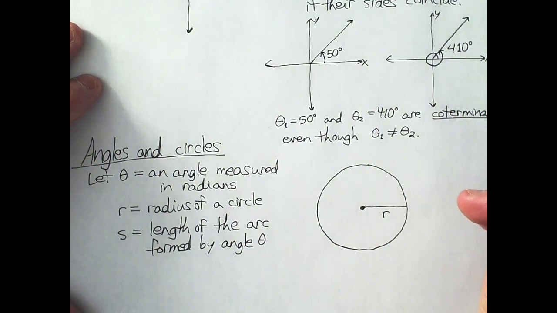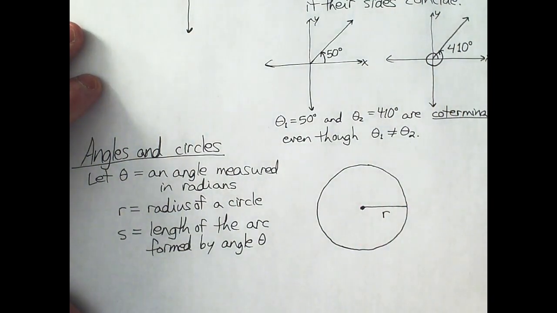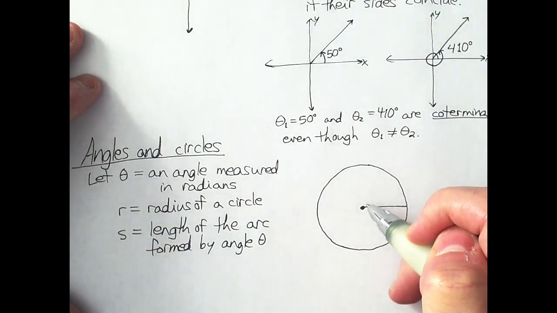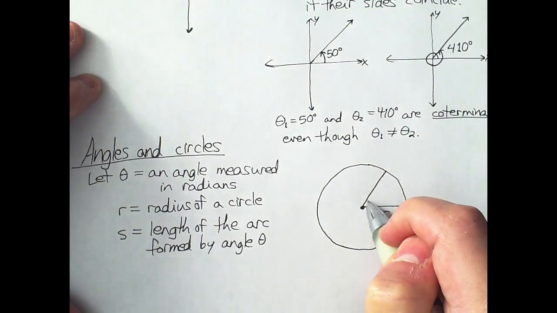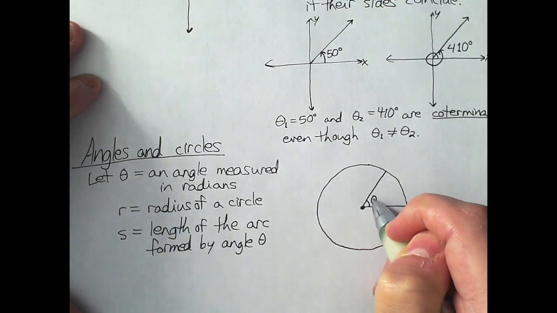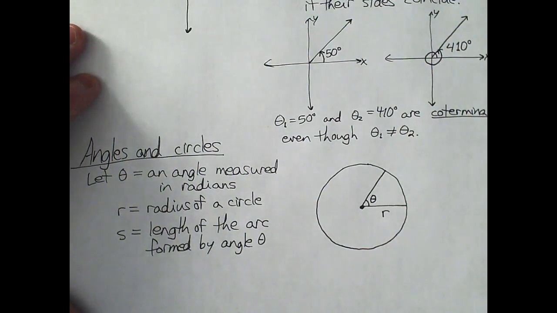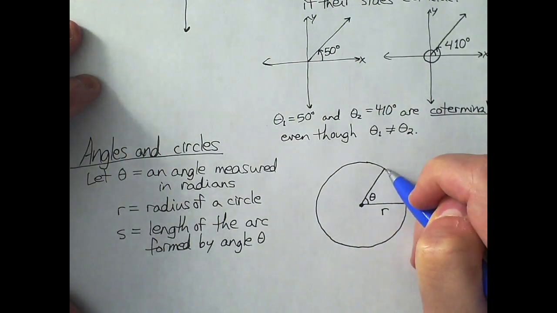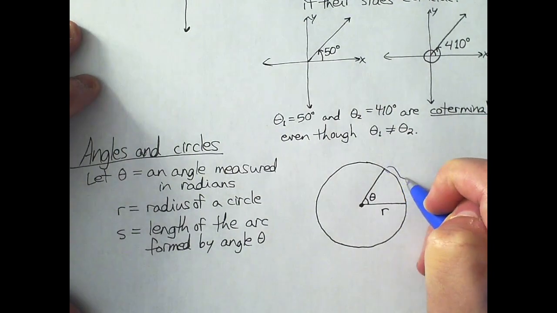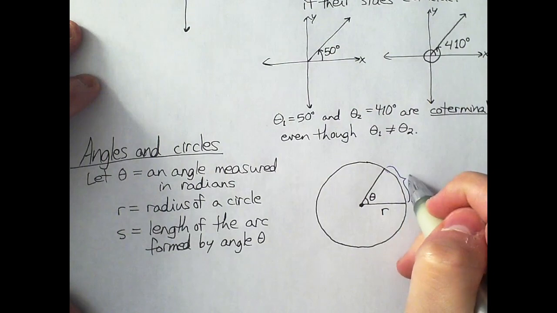And we have an angle measured in radians. Let's draw this angle in standard position just to make it simple. So how about this angle? I'm going to label it here. I'm going to put the little angle symbol, and I'm going to write theta. So what is this thing S that I'm talking about? The length of the arc formed by the angle? The arc is going to be this length here. It's a curved length, and we're going to say this length is S.